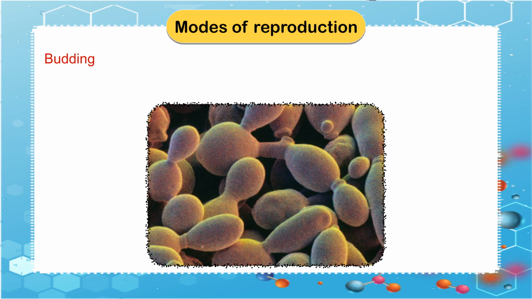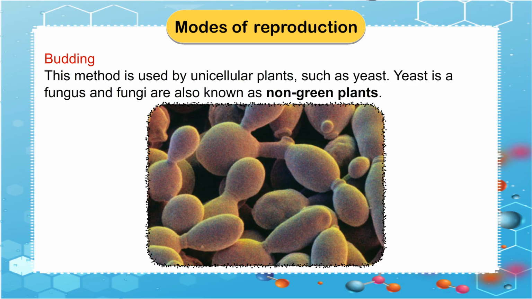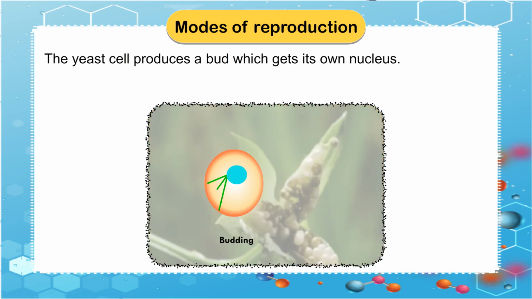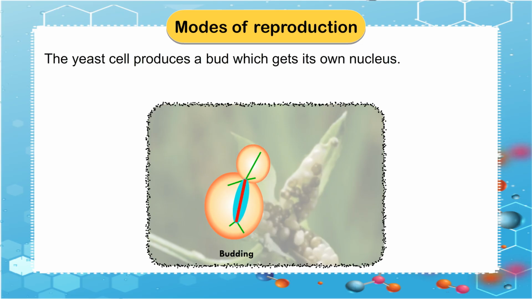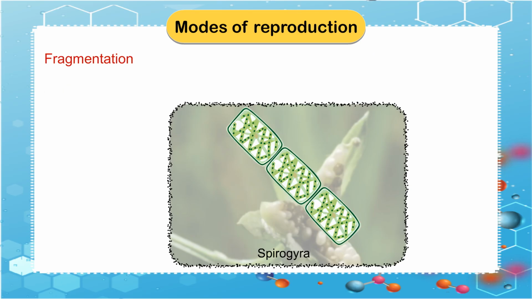Budding. This method is used by unicellular plants, such as yeast. Yeast is a fungus and fungi are also known as non-green plants. The yeast cell produces a bud which gets its own nucleus. The bud develops to a certain size and detaches from the mother cell to produce the new yeast.